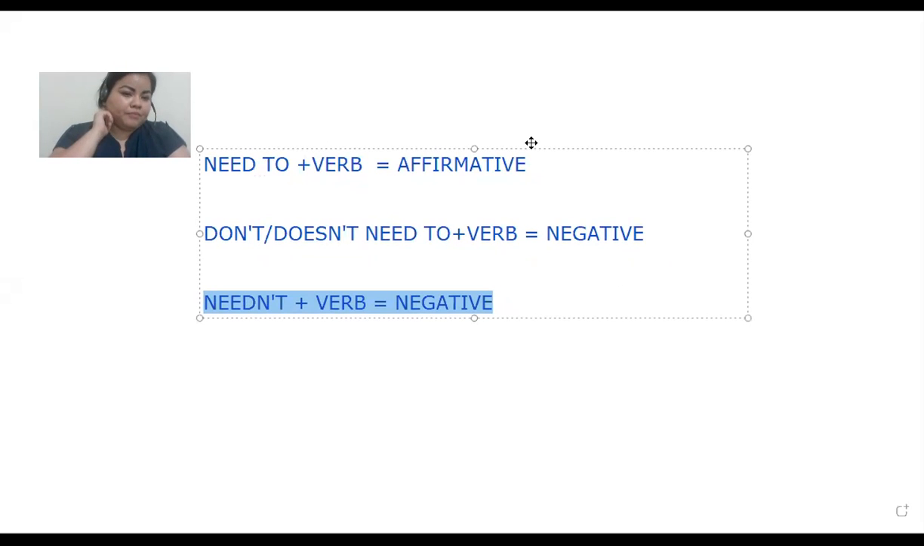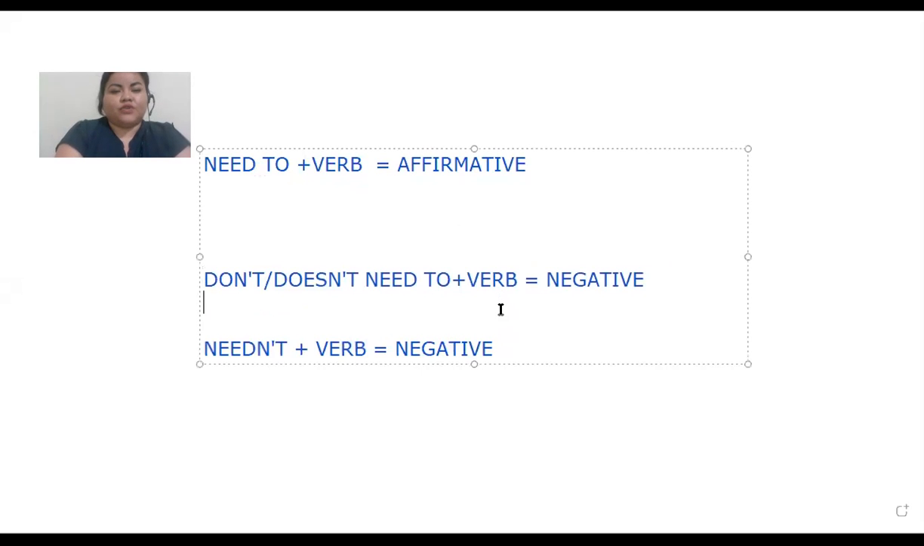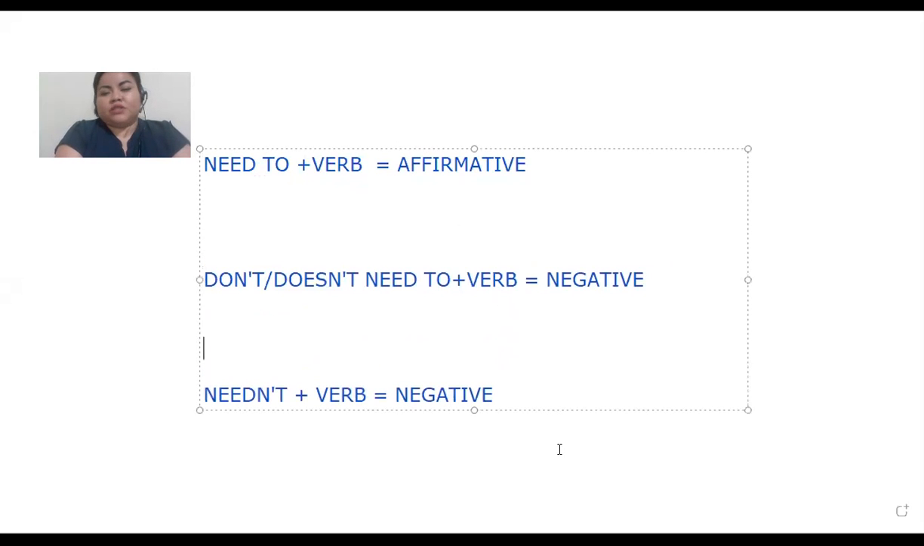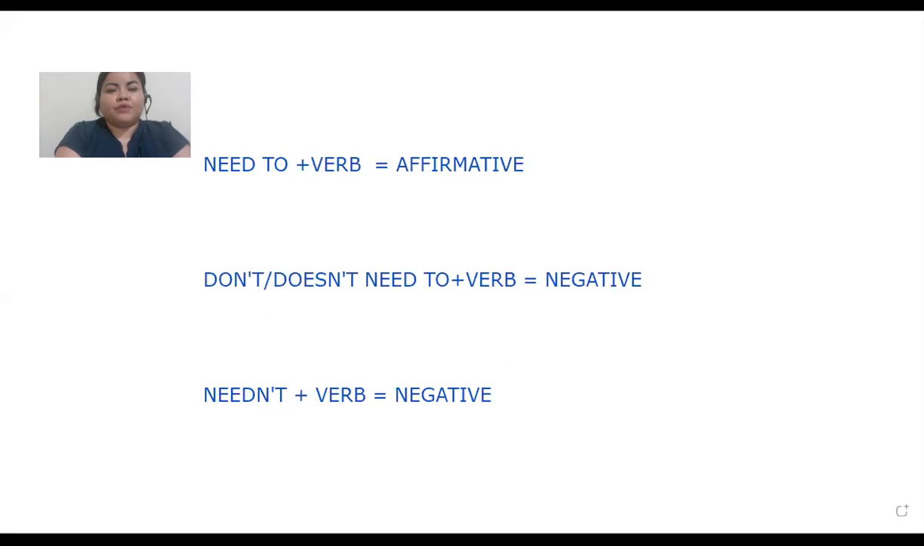Is that clear? The second way for negative form is without to. Only in right need them, como need not. Exactly, exactly. That is totally right. It's need plus the verb only. So we can have examples here.